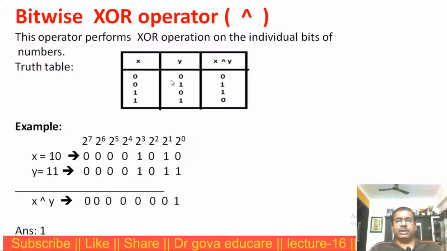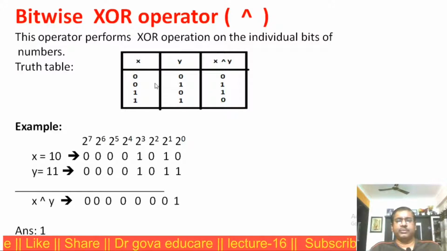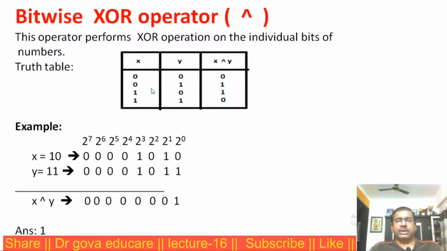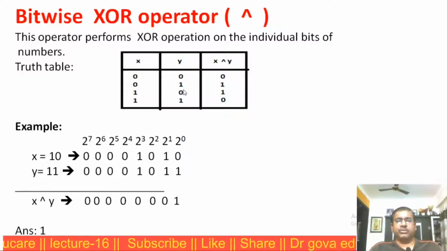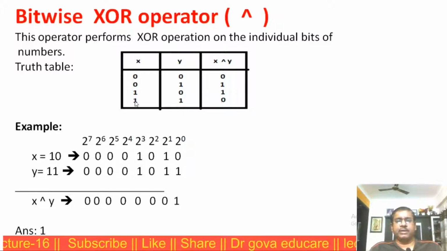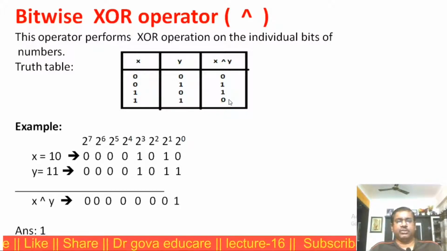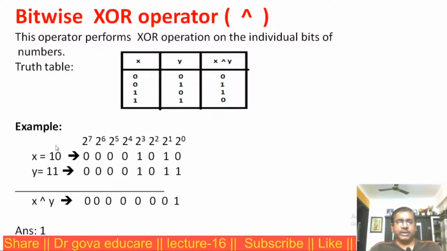0 exclusive OR of 0 is 0. 0 exclusive OR of 1 is 1. 1 exclusive OR of 0 is 1. 1 exclusive OR of 1 is 0. Now this is the truth table.